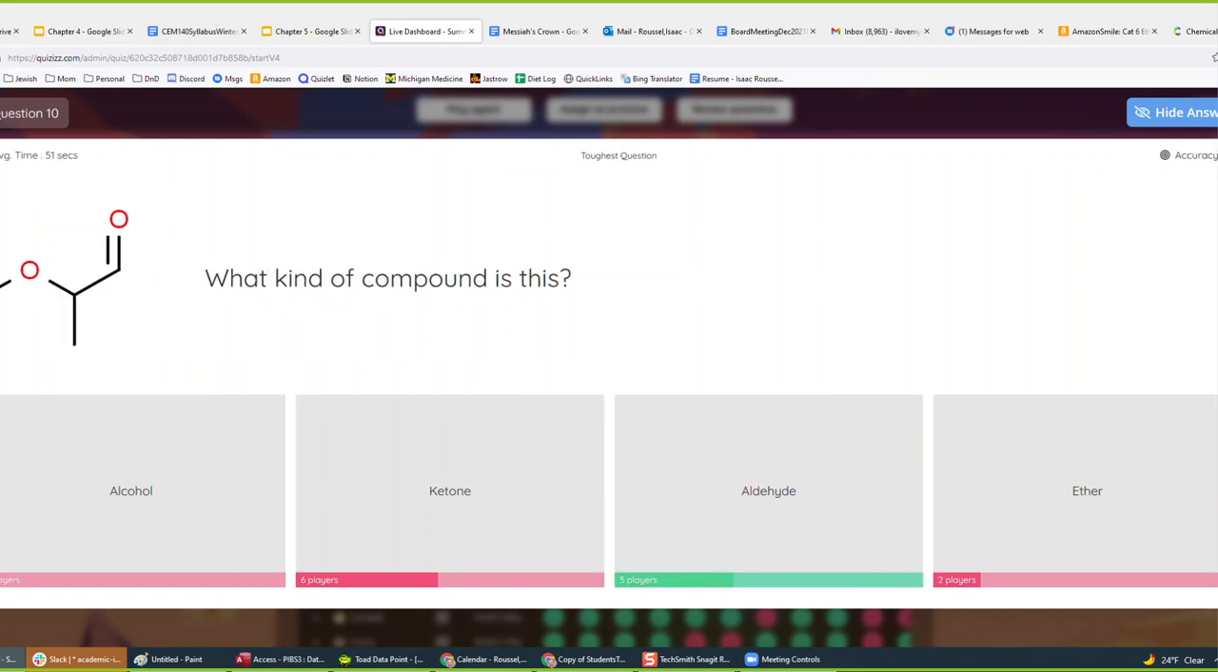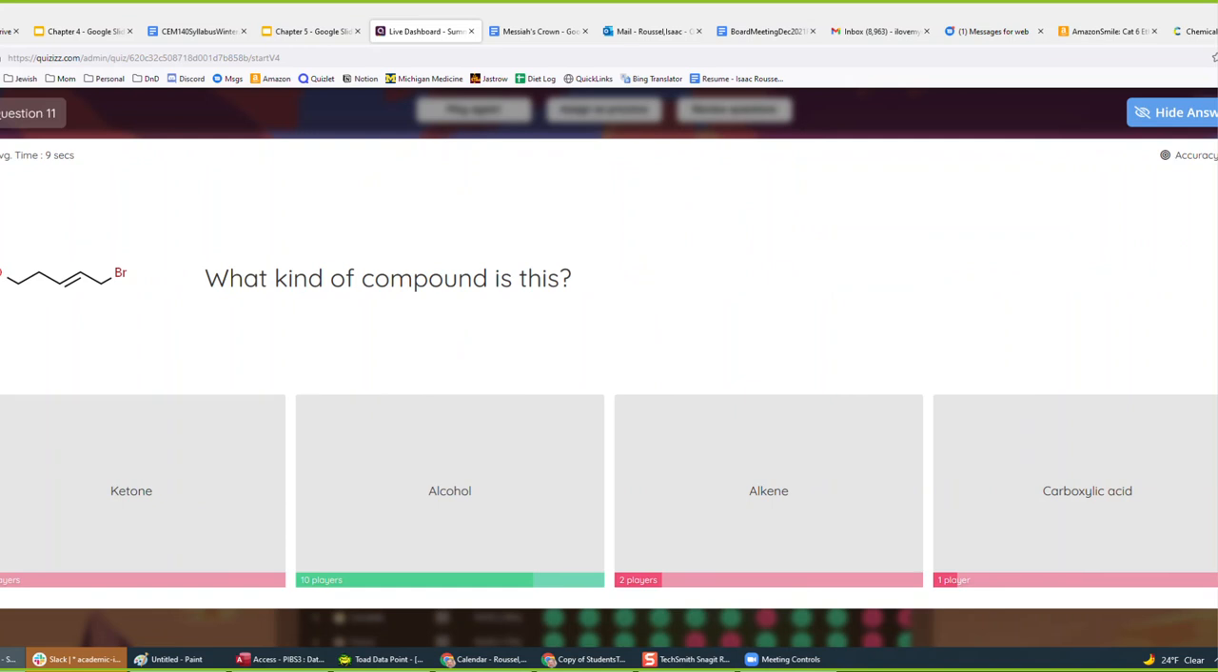What kind of compound is this? Remember, aldehydes take higher priority over ketones. So that's why this is an aldehyde. So you have to go back and look at that chart of priorities again.